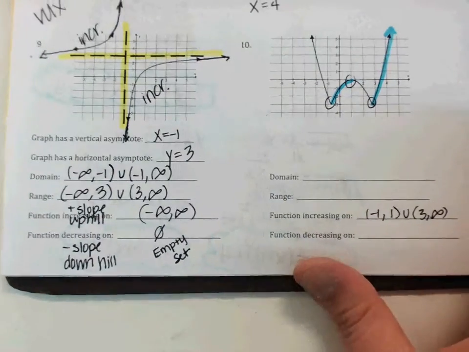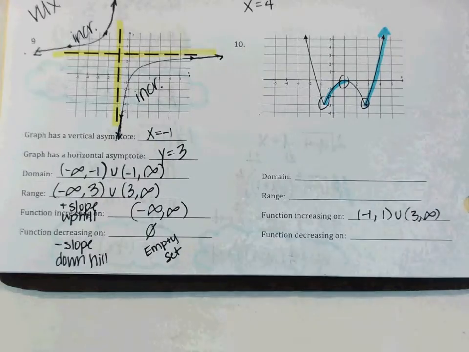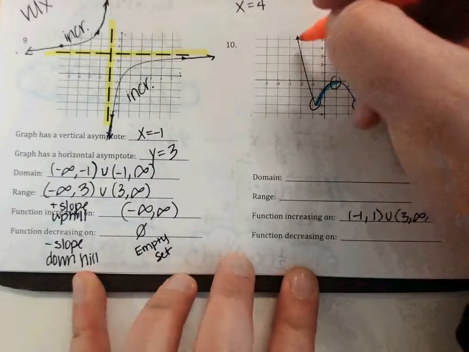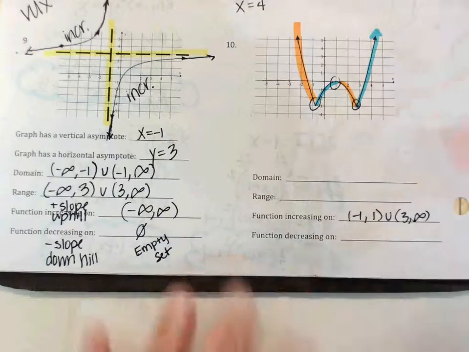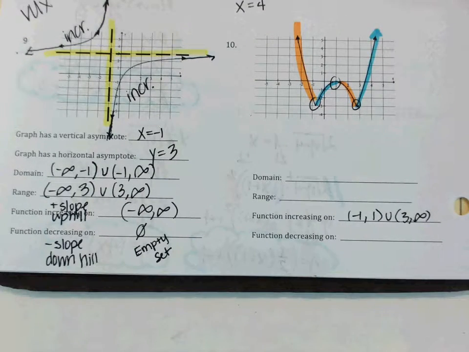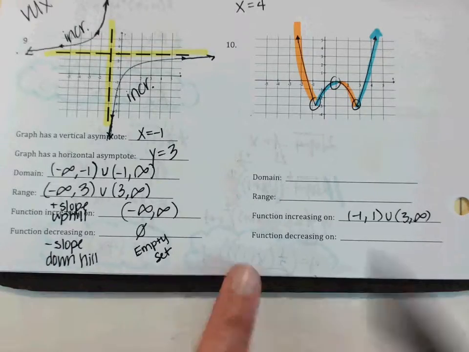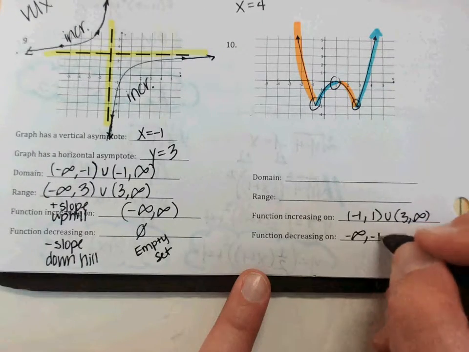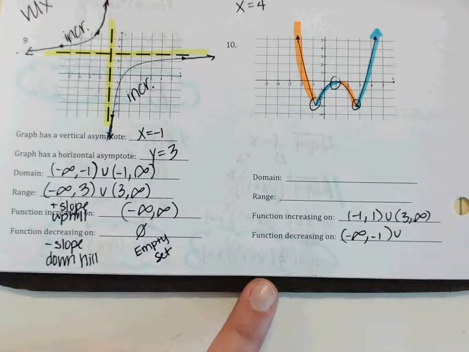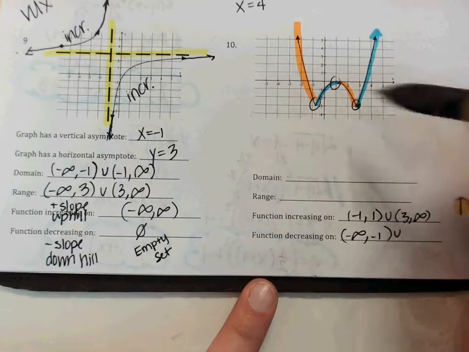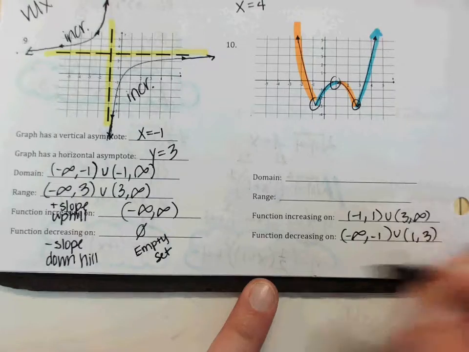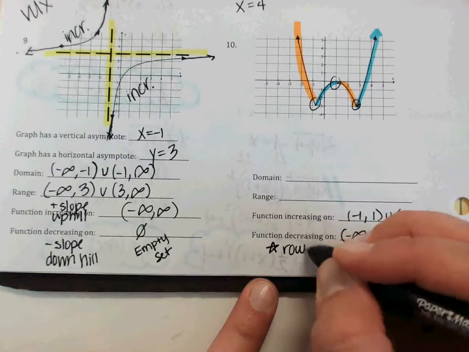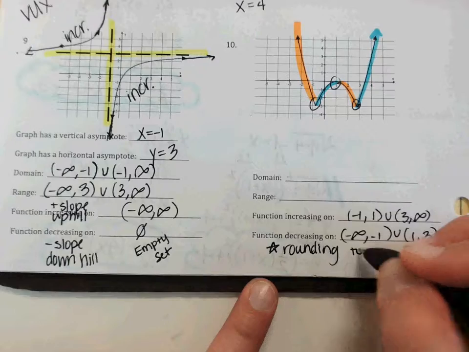Okay, then for decreasing, I'll do the decreasing chunks in orange, but downhill, downhill. So I have 2 little pieces of the W that are going downhill. Okay, where's my first piece from? -infinity till -1. Because remember, you're using your x's. And then my other little orange chunk where it was decreasing is from 1 till 3. And then I'm going to put down here rounding to whole numbers so you don't get confused.